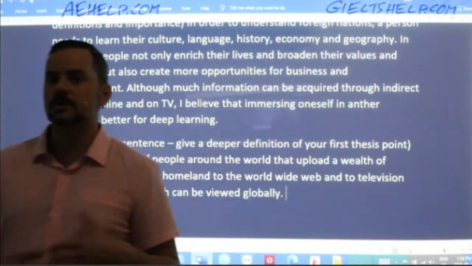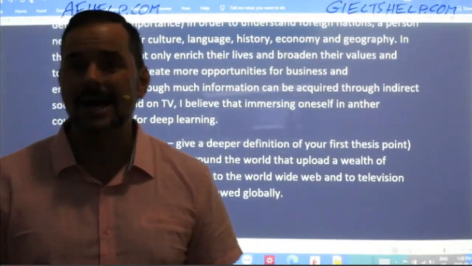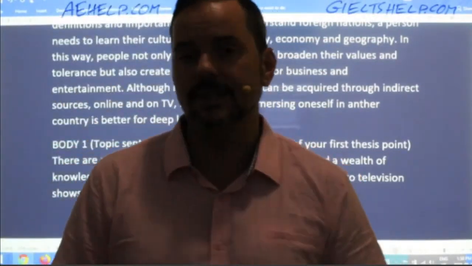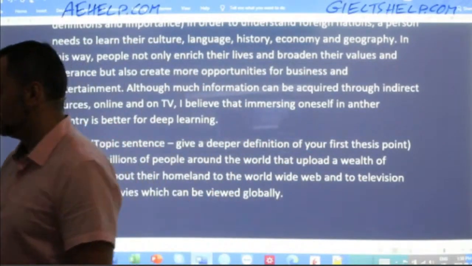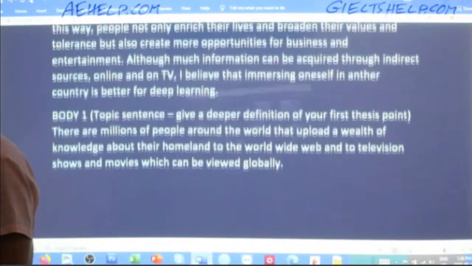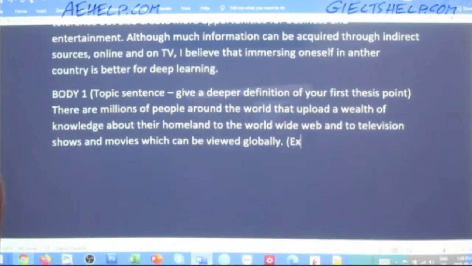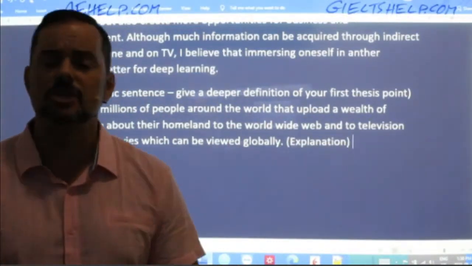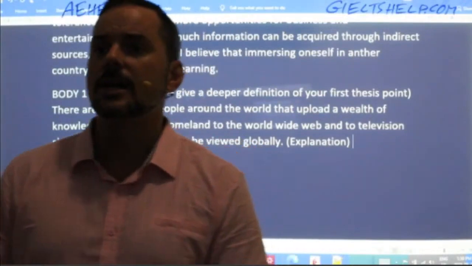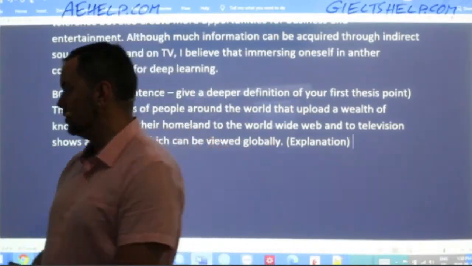All right, so now comes the explanation. So here is where I want to mention why, I want to mention some quantitative information, and why certain people may choose to learn about another country in this way. Okay, so here comes the explanation. And again, think about the whys, think about that quantitative information. So I'm going to write the explanation, and then you can do the same.